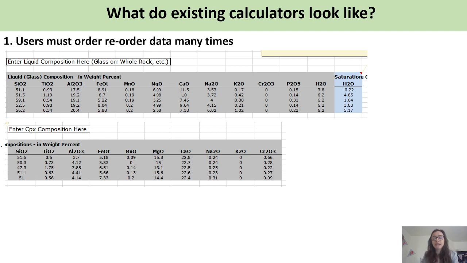Well, let's look at CPX liquid barometry as an example. So this is the spreadsheet that you could download from Keith Peterka's website. And you would take your liquid composition and paste it in, and you would take your clinopyroxene composition and paste it in. And this would require you to reorder your electron microprobe data in the order that's defined by this spreadsheet. So that will give you all of Keith's models.